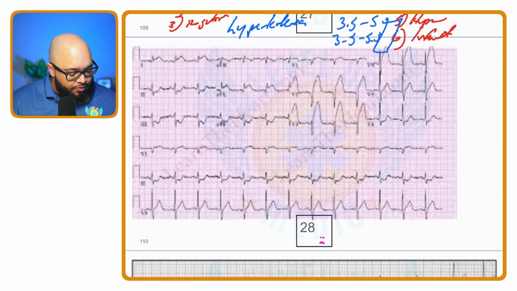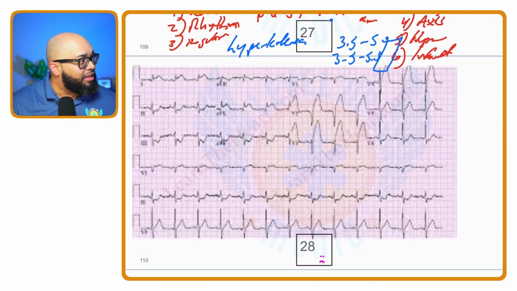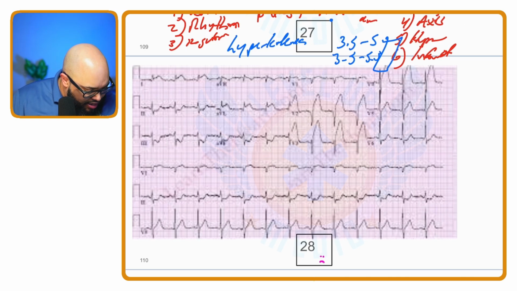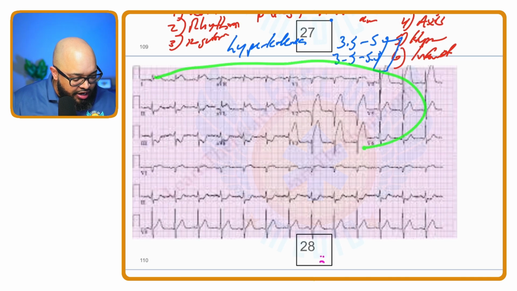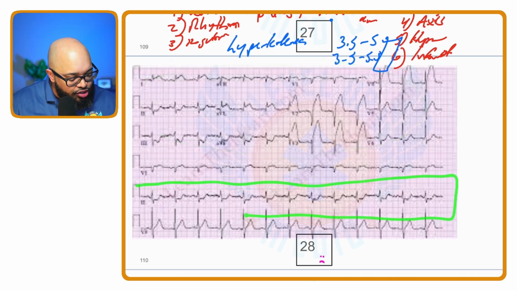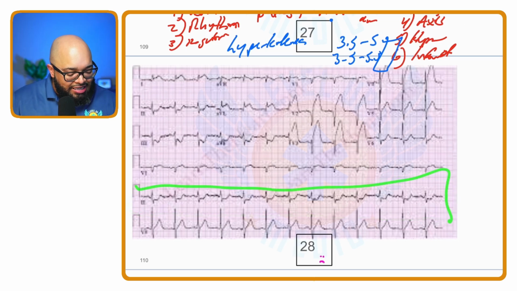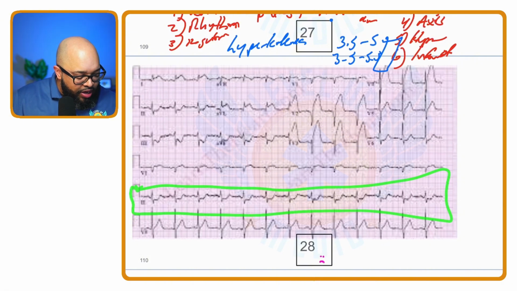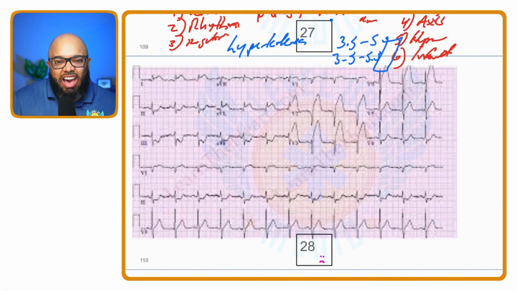All right. Now, I do want to spend a little more time on 28. So let's use our 6-step process. Step number 1 is rate. All right, let's find me a rhythm strip. Here's our 12 lead. Let's go straight to the rhythm strip. I like to use lead 2 if possible. Remember, the rhythm strip is 10 seconds worth of time. We can use our 300 method, or we can just count the number of complexes multiplied by 6, in this case, since it's a 10-second strip.